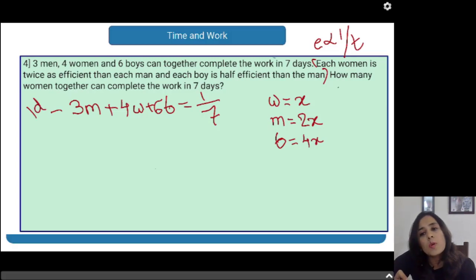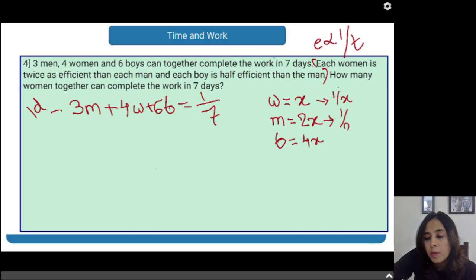Now, what part of the job is the woman going to do in one day? It is going to be 1 upon X. One man in one day is going to do 1 upon 2X of the job. One boy in one day is going to do 1 upon 4X of the job. So guys, this is the value that I need to put in this particular equation. And please do not put the values X, 2X and 4X. Remember what they represent. They represent days. And here we have the amount of work completed in one day. So we have to put the reciprocals of the values.